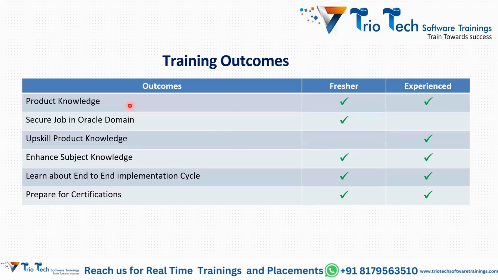So first thing is the product knowledge. So as a fresher, as an experienced, you can always expect the product knowledge. So Oracle Fusion Financials product knowledge is something that you can expect out of this training. Then the second thing, which is one of the core objectives of training, is to secure a job in the Oracle domain. Now, here I have mentioned for freshers, yes, they will be able to secure a job, but for the experienced, I have not mentioned that.